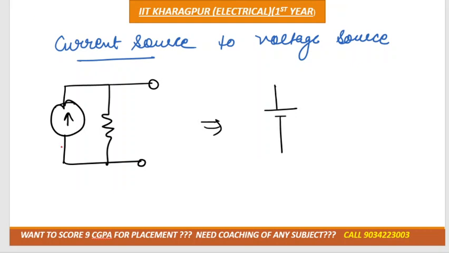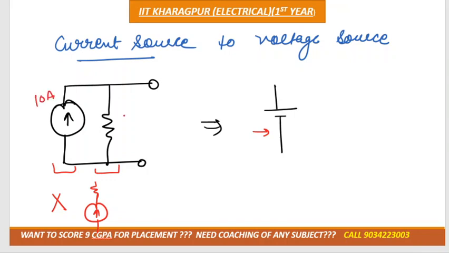Okay. But there is one condition: if current source is connected in parallel with the resistance, then only in that case we can convert it into the voltage source. Otherwise, we can't convert. Understood? Suppose if current source is connected in series with the resistance, then in this condition we won't be able to convert it.